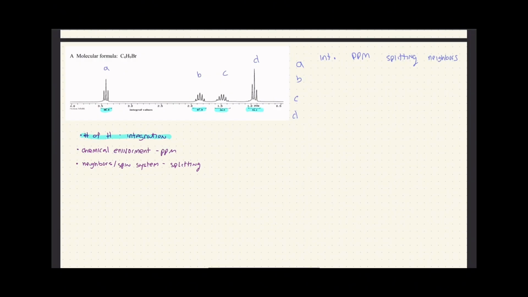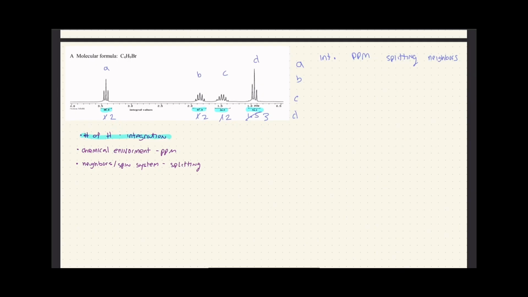If I normalize this, I see that this is like 1, 1, 1. And then this would maybe be 1.5. And because I can't have 1.5 H, I'm going to have to multiply everything by 2. So this would really be 2, 2, 2, and 3. We have a formula of C4H9, so let's see if that makes sense. 3, 4, 5, 6, 7, 8, 9. So that's good. This integration is telling me the number of H.